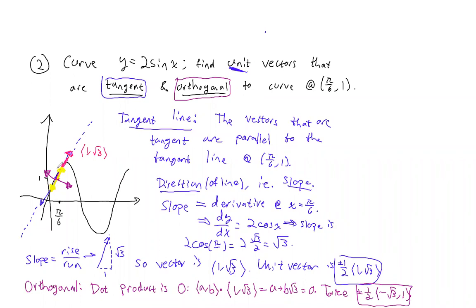You see what we're doing here? What we're doing here is we're just finding a vector whose dot product with the tangent vector is 0. That's all that we're doing. And this will work if we take a to be negative root 3 and b to be 1.